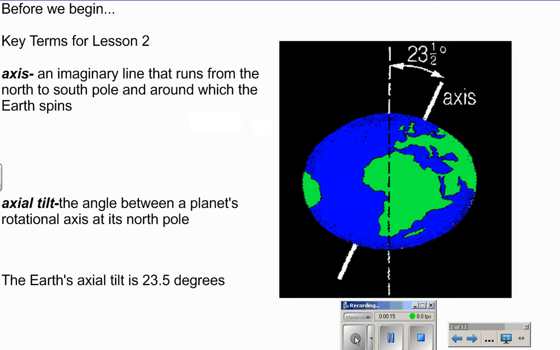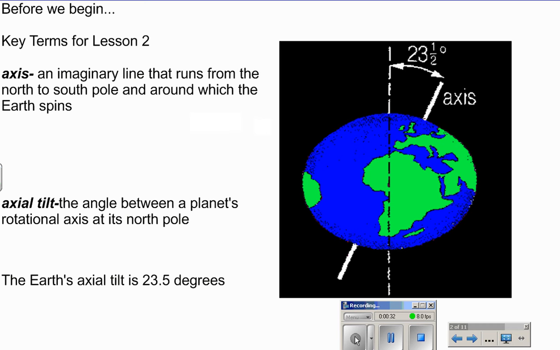Axis, an imaginary line that runs from the North to South Pole and around which the Earth spins. Axial tilt, the angle between a planet's rotational axis and its north pole. The Earth's axial tilt is 23.5 degrees.